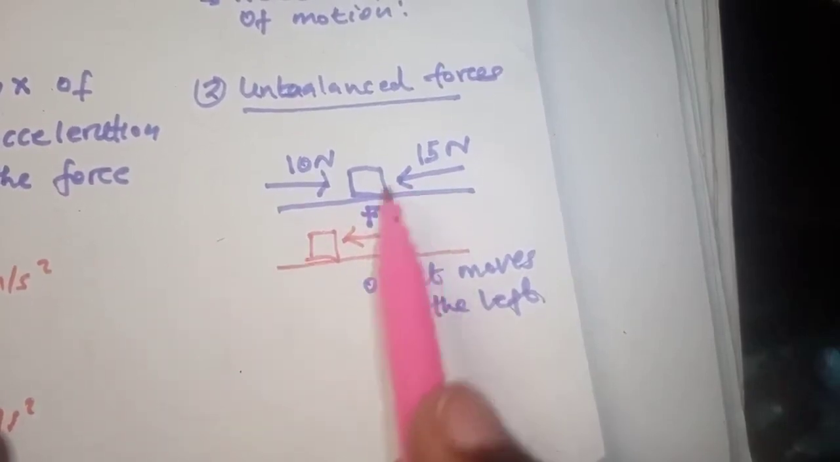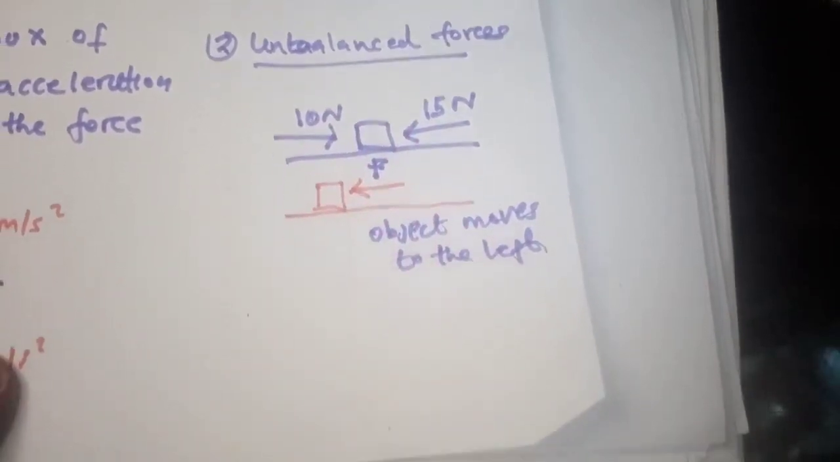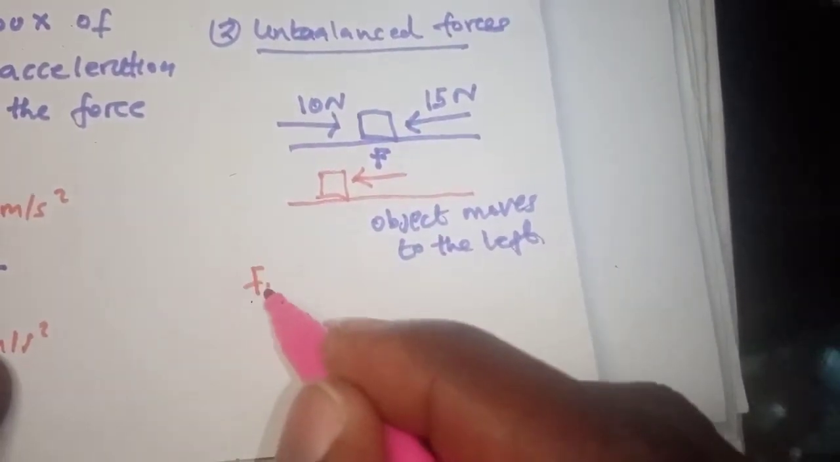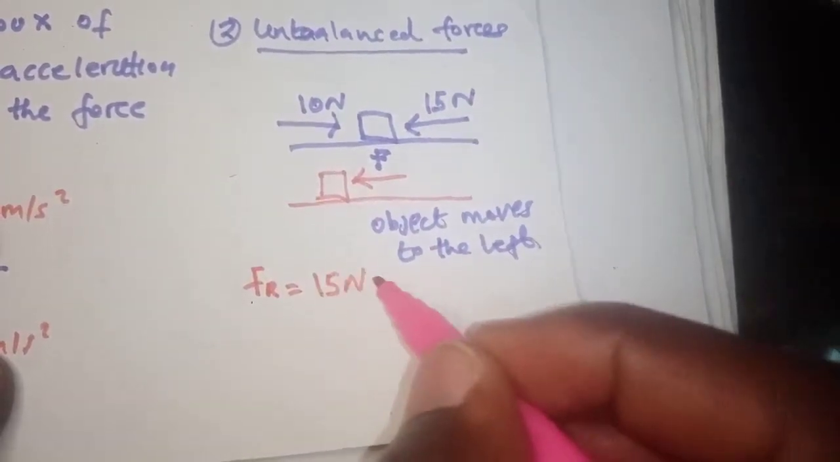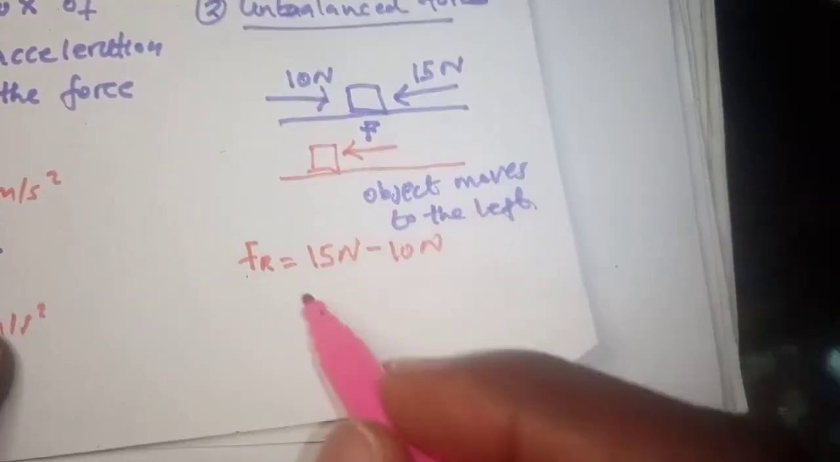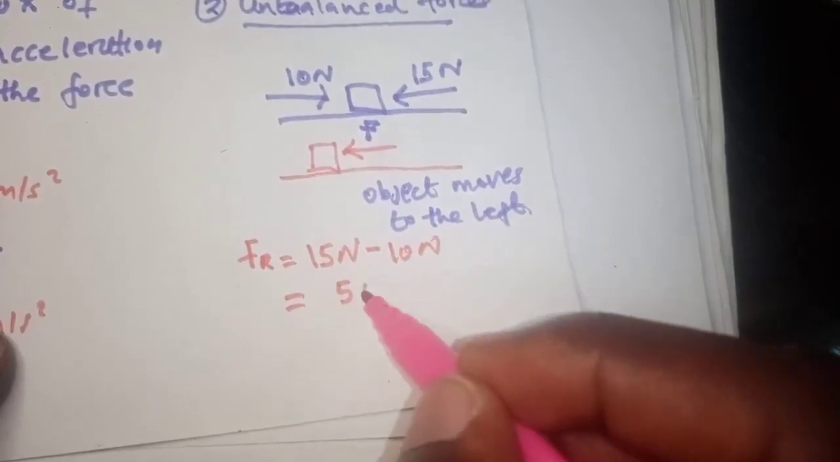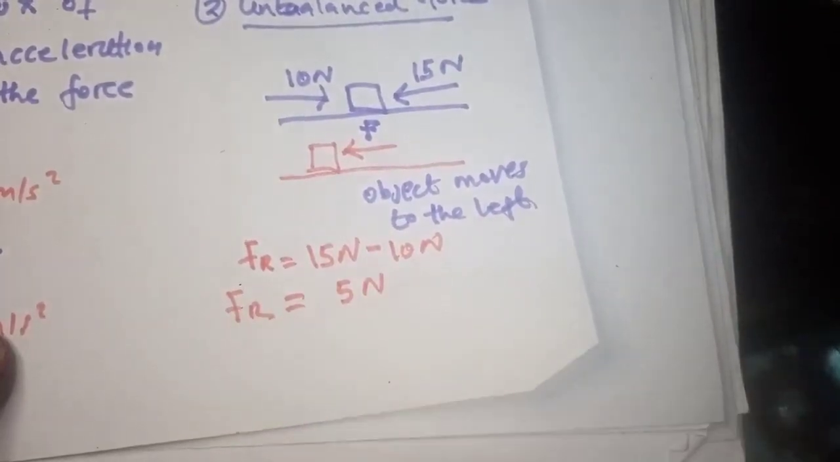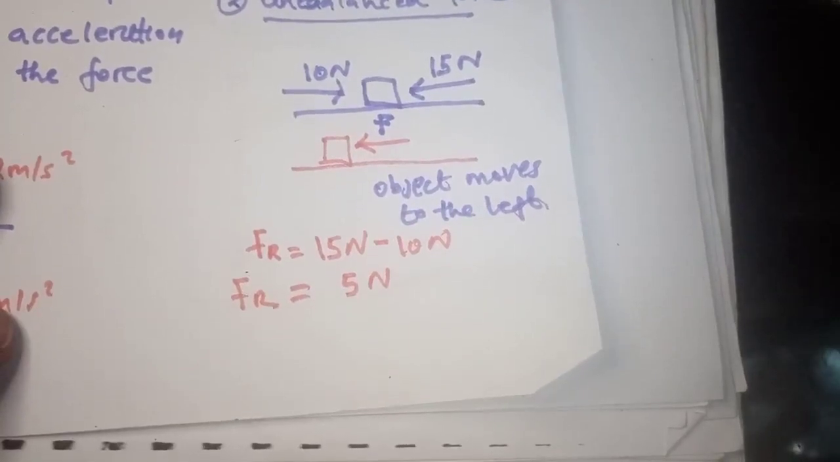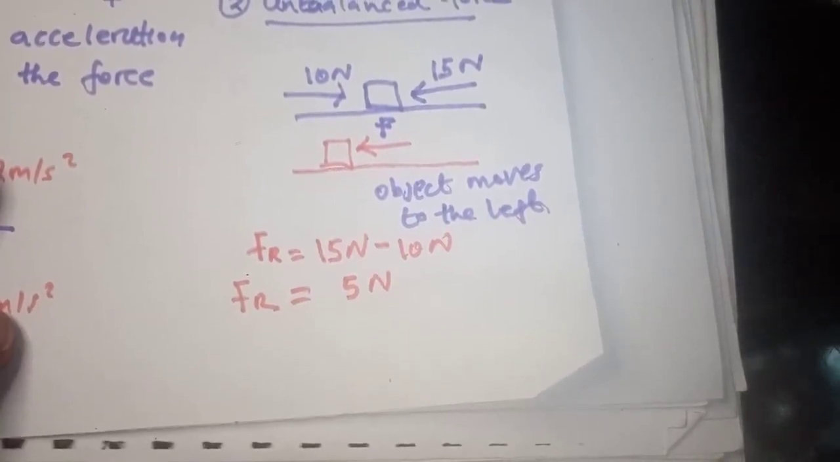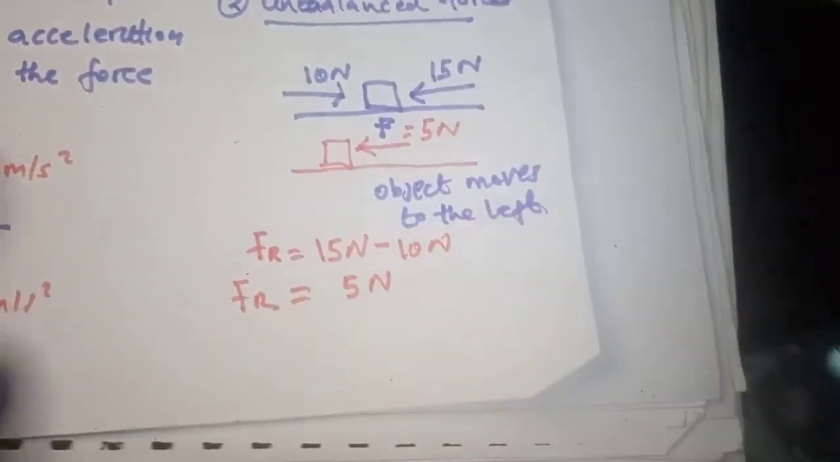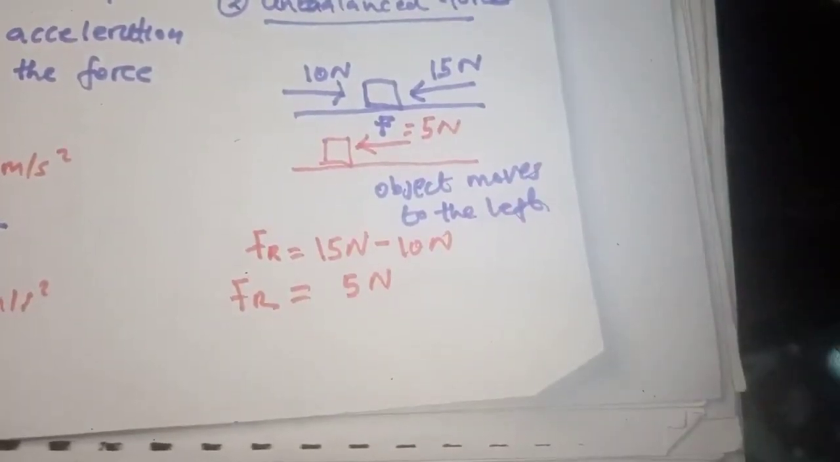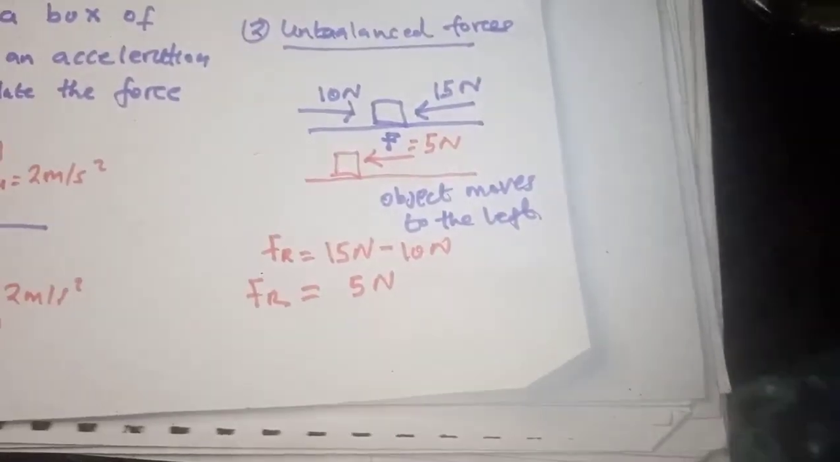Now we need to find the resultant force. The resultant force is equal to the greater force, 15 newtons, minus the lesser force, 10 newtons. You end up with 5 newtons. So 5 newtons is your resultant force, and this is the force that will make this object move.